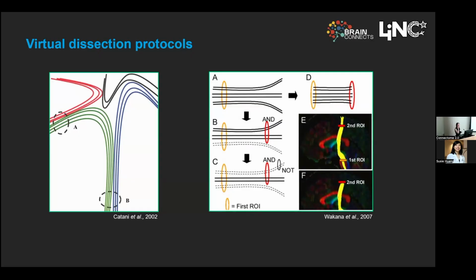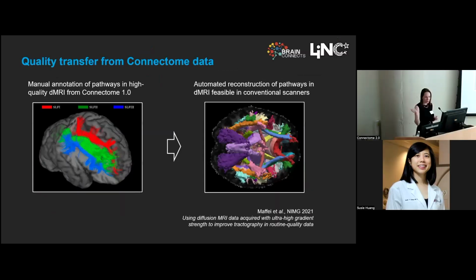And of course, at first, this was manual. So these ROIs had to be drawn manually by someone who had a good knowledge of the anatomy. And then there was a big push to automate this process. And related to today's workshop, a few years ago, we came up with a way to automate the dissection of fiber pathways in a way that leverages high quality data from, at that time, the Connectome 1 scanner to train an algorithm that then can automatically reconstruct the same pathways accurately in diffusion MRI data of much lower quality that can be acquired in conventional clinical scanners.